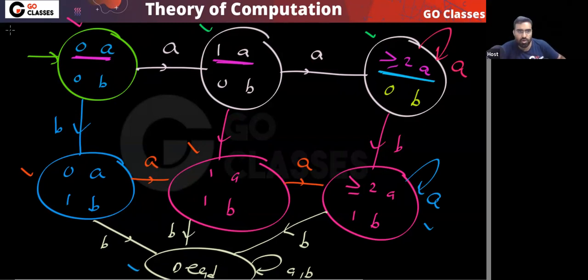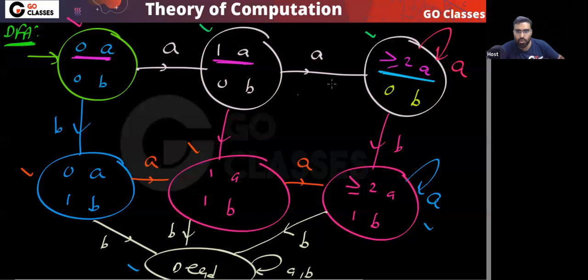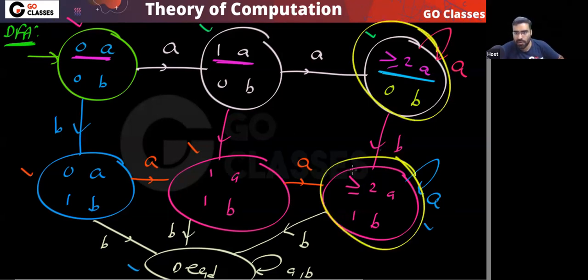This is the DFA you got. Tell me what are the final states. Remember, we want more than 2A, at most 1B. We want greater than or equal to 2A. This is the final state. So I can say your final state will be this. Notice this will be final. These two states will be final. That's it. Yes or no?